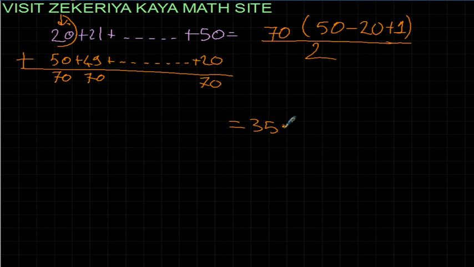I want part number 1. Are you listening? 70 and 2. We will simplify them. There will be number 35. 50 minus 20, 30 plus 1, 31.